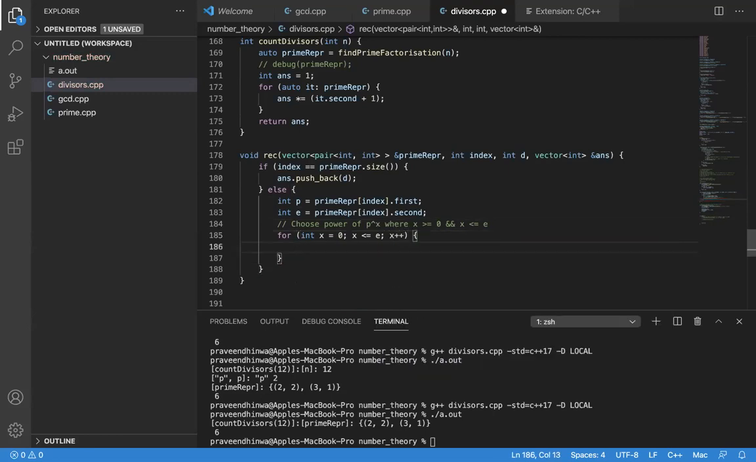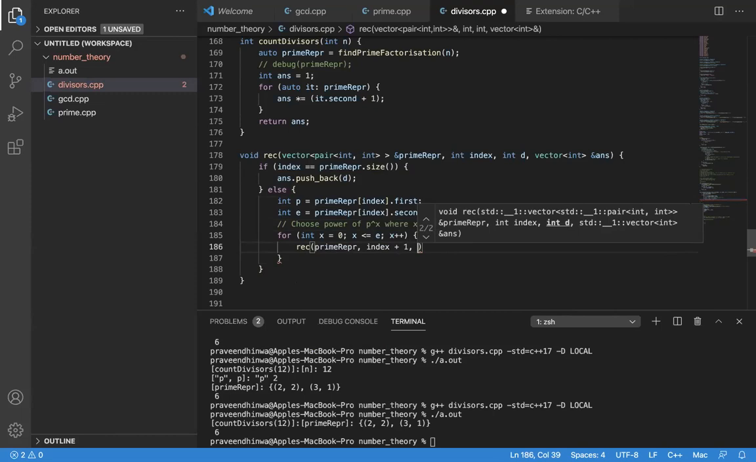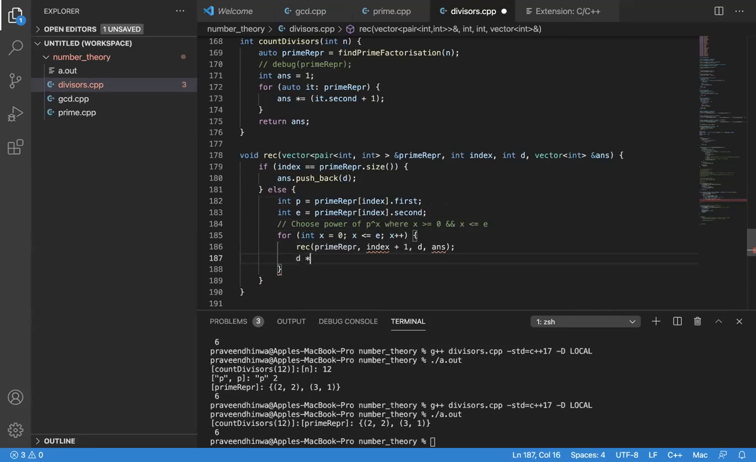So what do I do? I do recursion of prime rep, index plus 1, D will be D, and answer would be answer. And here, multiply D by P. So you can see if X equal to 0, I am not multiplying D by P at all. Then if X equal to 1, I am multiplying D by P once, then by P twice, then P thrice, and so on and so forth. So if I do it X times, X will go till E.